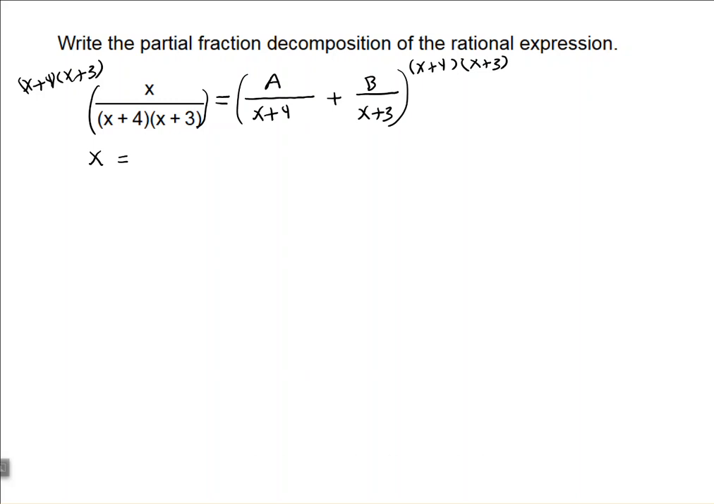So when I multiply those factors, x plus 4 times x plus 3 times the first fraction, the x plus 4 cancels, and I'm left with a times x plus 3, and then plus, when I multiply x plus 4 times x plus 3 times the second fraction, I'm left with b times x plus 4, because the x plus 3's would cancel.